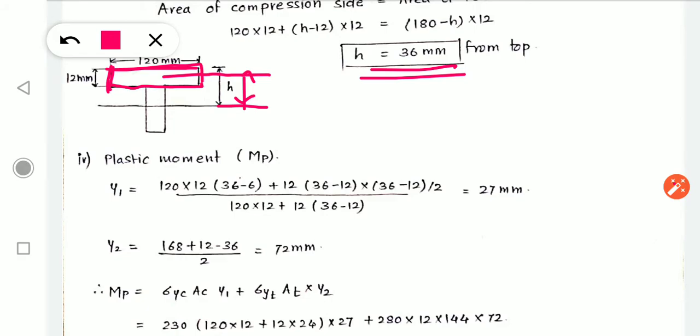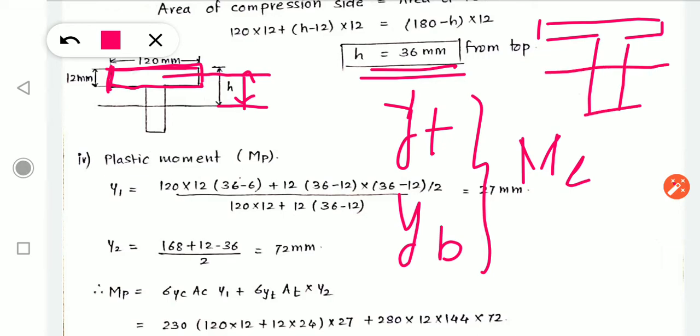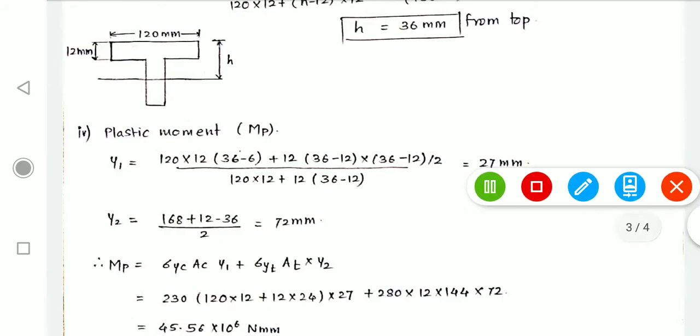Sorry, not y top, we will take the help of h, because we already assume that h is the neutral axis distance. Y top and y bottom, this concept I used for calculation of ME, because in that section I assumed the neutral axis is lying at y top and y bottom distance. Now in the plastic analysis, we assume that the neutral axis is lying at h distance, so we are going to take the help of h distance. Okay, now look at the calculation of y1.